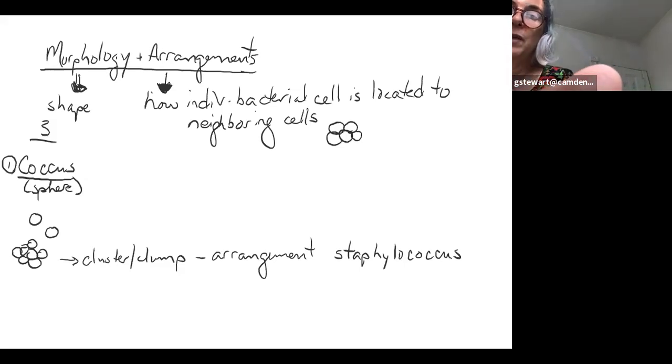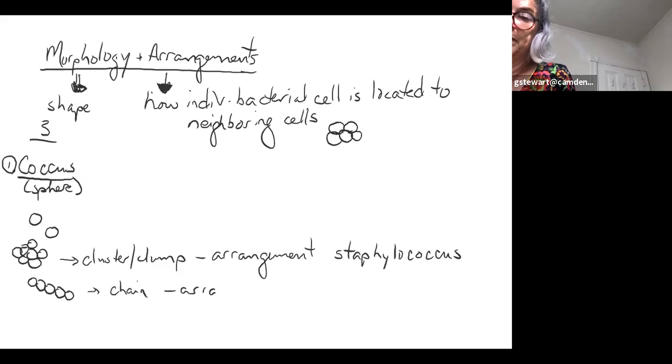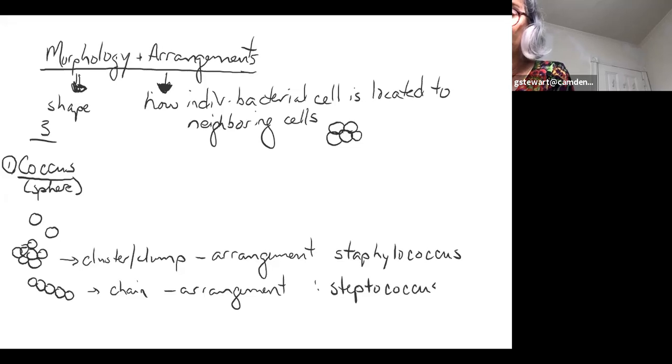If the shape is round or sphere, but they're arranged in a chain like this, right? If that's the arrangement, then we call that something else. We call that Streptococcus. This is just a description. This is not describing the bacteria that gives you a strep throat. This is just describing any coccus bacteria that is arranged in a chain when we looked at it under the microscope. Notice how this is a lowercase s and this is a lowercase s.